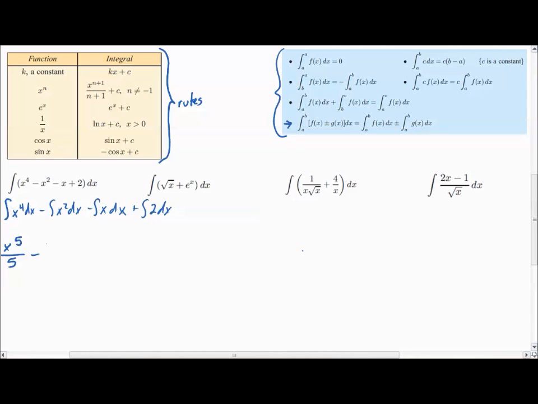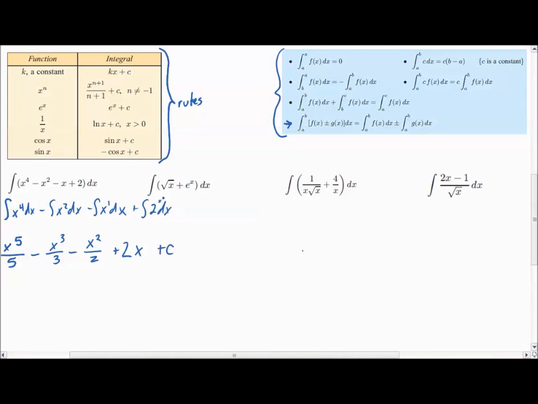And then we'll have the same thing here, so it'll be x to the third over 3 minus x, that's the first power, so we'll add 1, so x squared over 2, and then of course when we got this plus 2, now 2 is a constant, and so it's going to be the constant times x. You could think of that if you want as an x to the 0 that you're adding 1 to. So there we go, plus 2x. Now of course at the end I have to have a c.